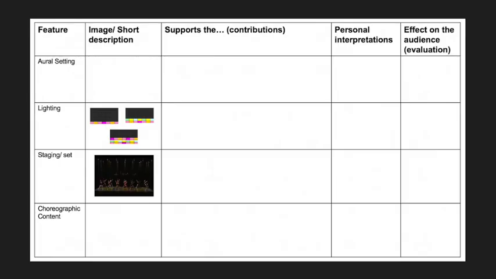For your homework, you need to download and complete the homework table. This homework table asks you to write down how the choreographic content, for example, supports the contributions of the piece. The contributions could refer to the choreographic intention, the stimulus, or the choreographic approach. You are then required to give your own personal interpretation of the choreographic content and how the choreographic content has an effect on the audience.